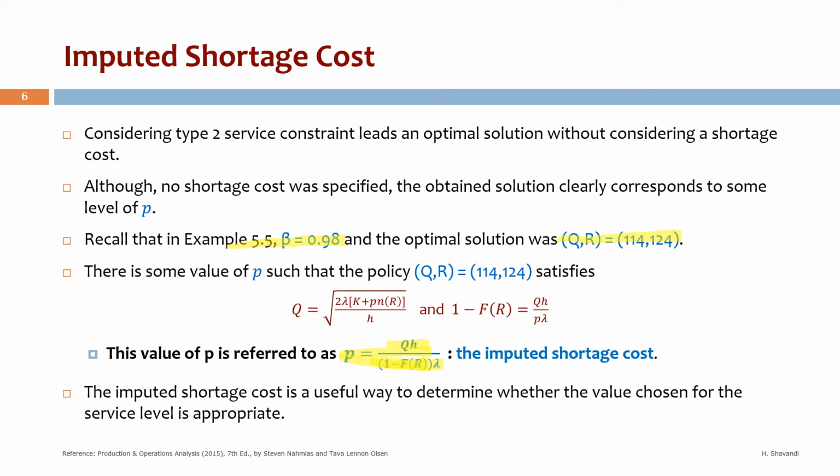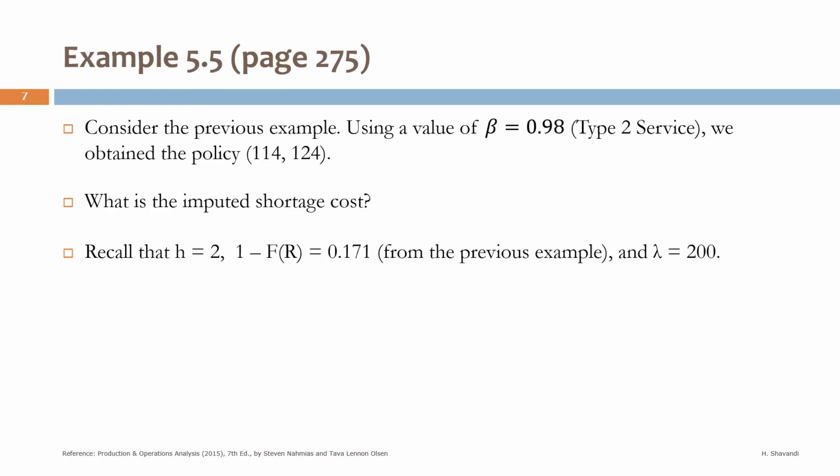So it could be useful if we can see whether the type 2 service level is appropriate or not based on the value for imputed shortage cost. For example, in our example for beta as 0.98, we obtained a Q as 114 and R as 124.